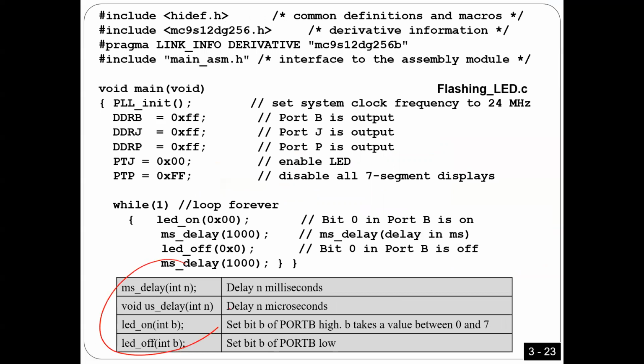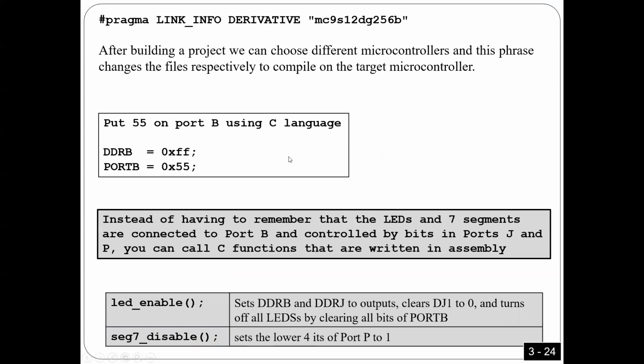So this is the summary of the functions I taught right now. We have Ms delay, which can make a delay in milliseconds. We have also US delay, a microsecond delay, LED on, LED off. Any questions?